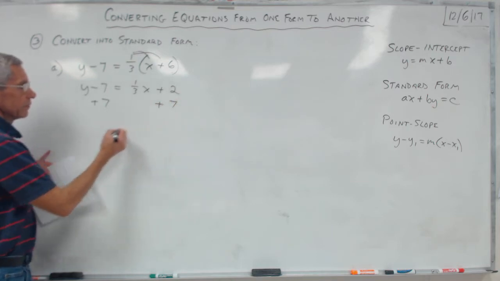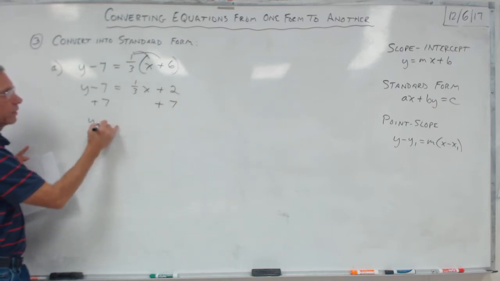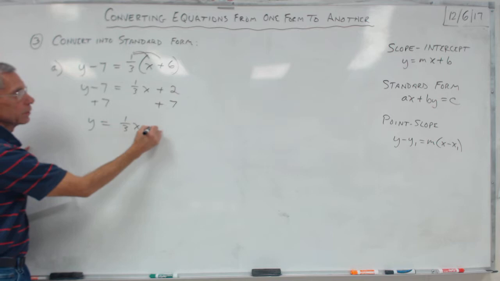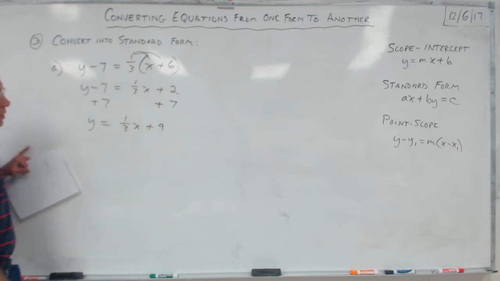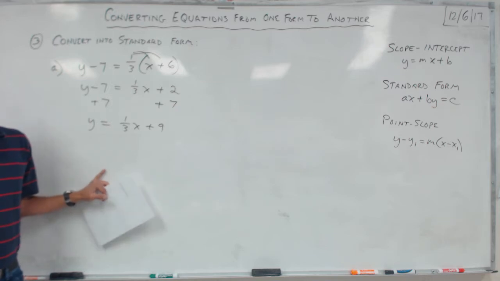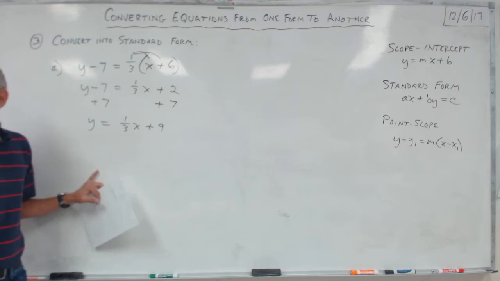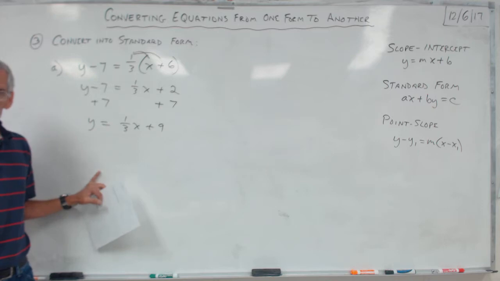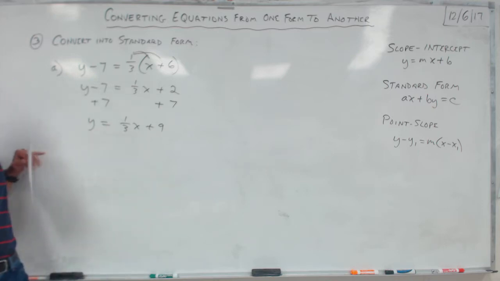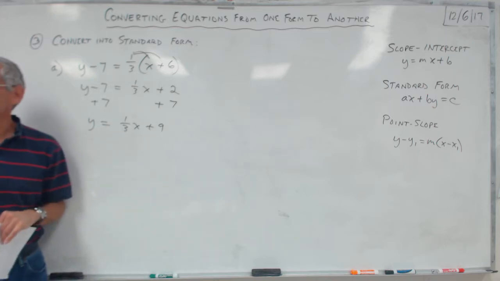Plus 7. Why are people talking? It's James. Blame James. Why are you all talking? When I ask that, it's sort of a sign that you should stop talking, all of you, not just make jokes about James falling out of his chair. Just stop talking. All right, so now we have it in slope intercept form.